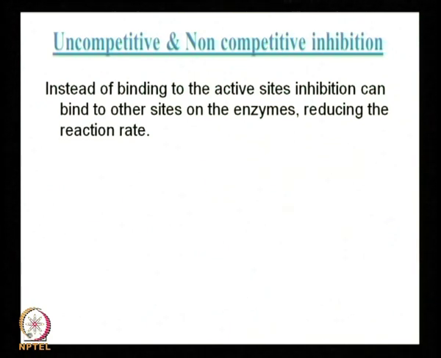So what happens is the inhibitor in uncompetitive inhibition, instead of binding to the active sites in the enzyme, goes and binds in other sites of the enzyme. It doesn't bind necessarily to the active site. And you might ask, well, how does it hurt? The reason is it forms an altogether different complex. That is how it hurts.